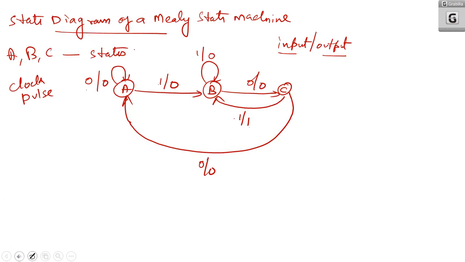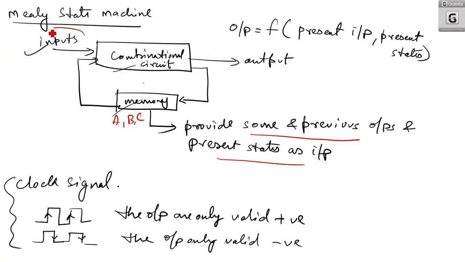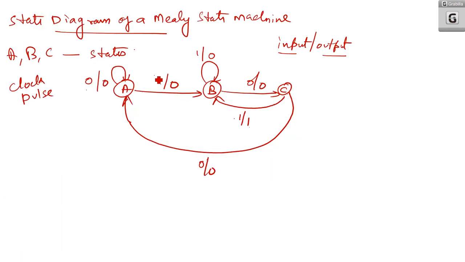Then what is the input? Here I am giving the input. Then what is the corresponding output? That is shown. Okay. Right? Okay. So this is the input and this is the output. Okay, that is shown here.